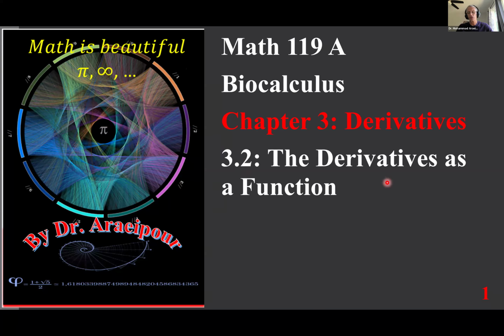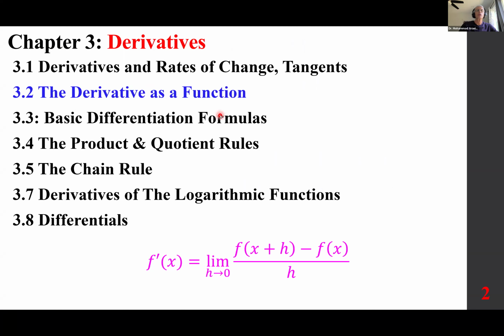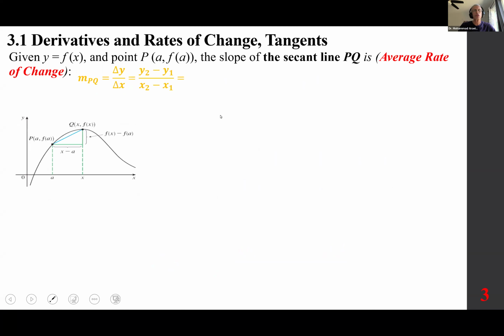So we looked at derivatives and rates of change, and now the derivative as a function, reminding everyone that in the previous section, when a function is given, you pick up 2 points, you connect them, and it's a line PQ known as a secant line.